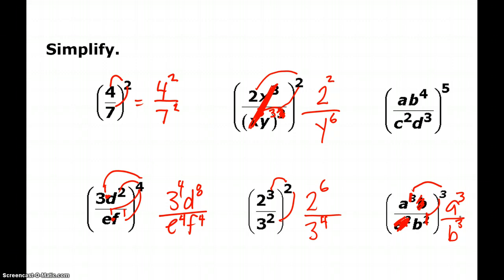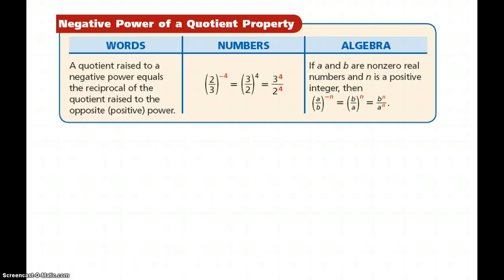Last rule, this will be the last rule on your Chapter 6 rules. This is a quotient to a negative power. You could get away with not having this rule at all. It's kind of a bonus, and I'll show you quickly.